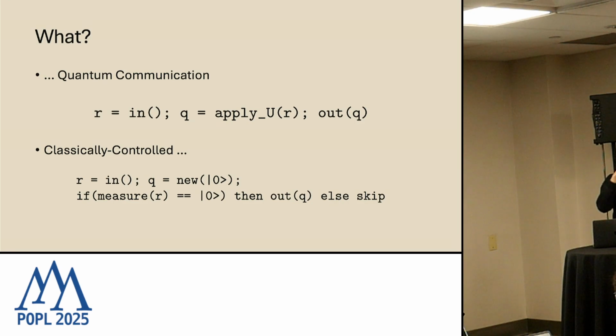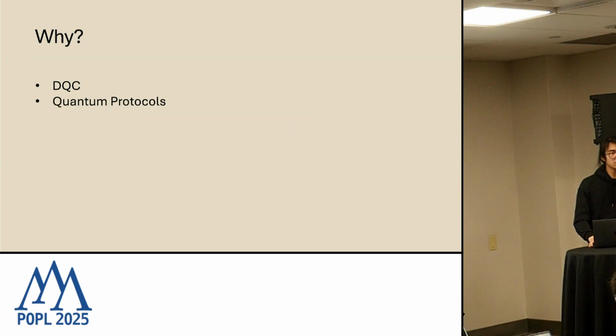Specifically, you want to be able to classically control in the sense that you want to be able to measure some qubit and then perform a send or receive based on the measurement outcome. So why are we doing this? Well, this has clear applications in distributed quantum computing and giving semantics for quantum protocols.